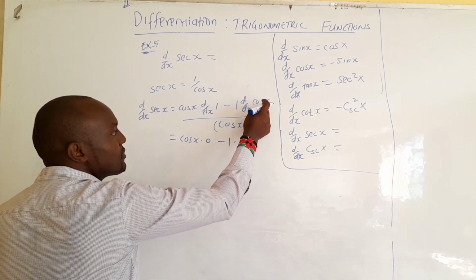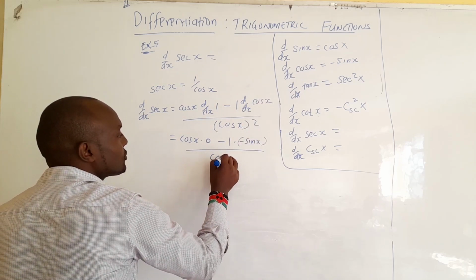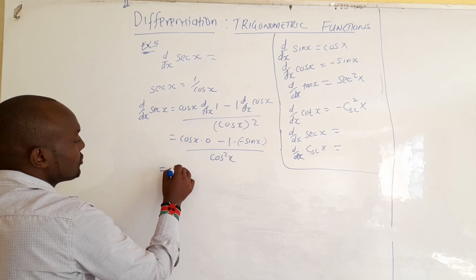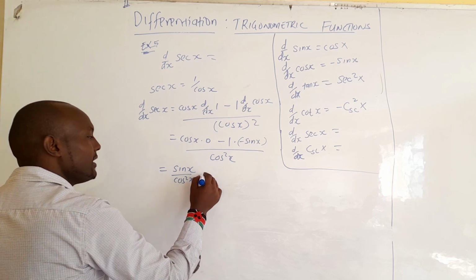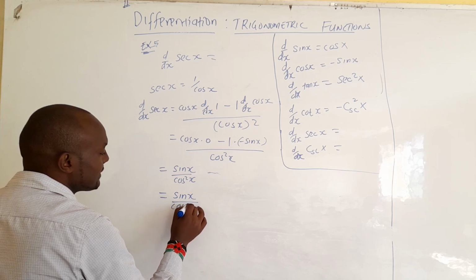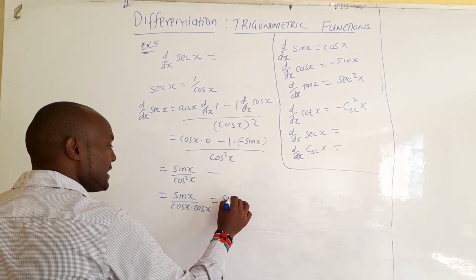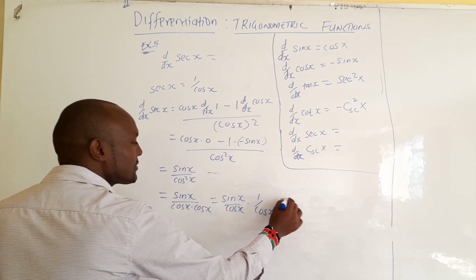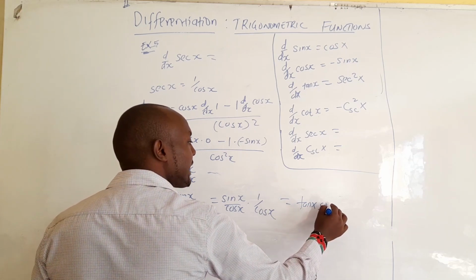Minus 1 times, when you differentiate cos, we said you get negative of sine x, all over cos squared of x. So you realize cos times 0 will be 0, and this negative and negative will go, so it will be sine x all over cos squared x. Maybe you can simplify this further and say this one is the same as sine x all over cos x times cos x. And you know sine over cos, so this is the same as sine x all over cos x times 1 over cos x. So you realize this one, sine over cos, is tan x. And 1 over cos is sec x.